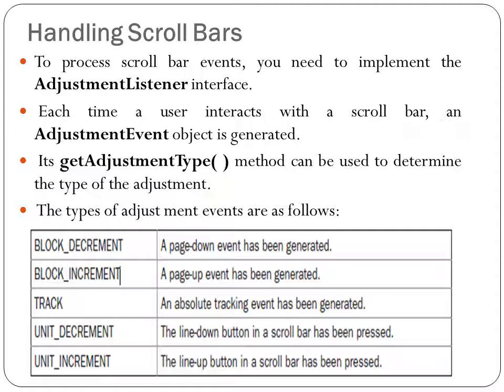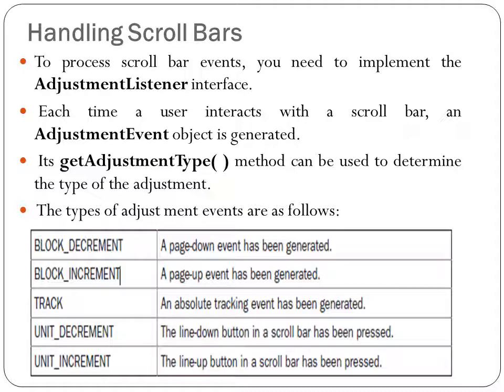And as I told, whenever you click or drag the arrows, it raises an adjustment event. So you have to implement the adjustment listener interface, and the method to be defined is getAdjustmentType. These are the 5 types of events raised: block decrement, block increment, track, unit decrement or unit increment.